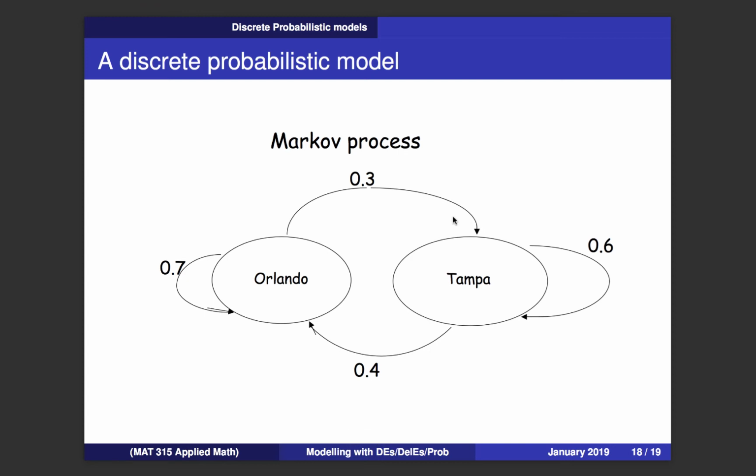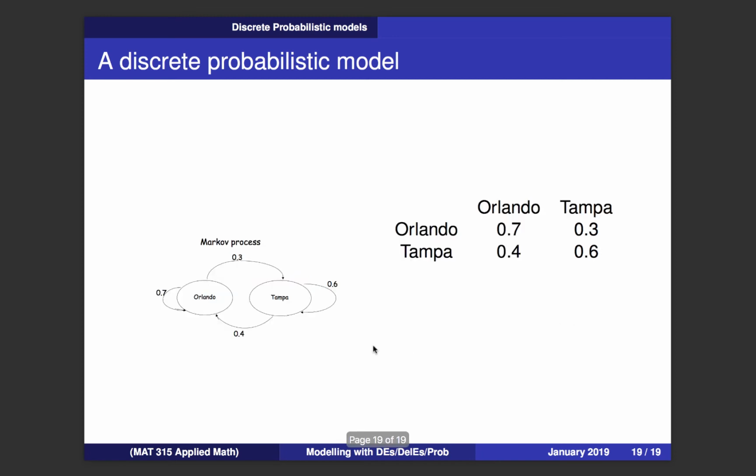Here's another systems model that would arise here. If you imagine that in two regions, say Orlando and Tampa, every year 70% of the people stay in Orlando, but then 30% move to Tampa. And then in Tampa, you've got these values of the proportions that stay and the proportion that goes. You wind up with a discrete model, which is actually a system.